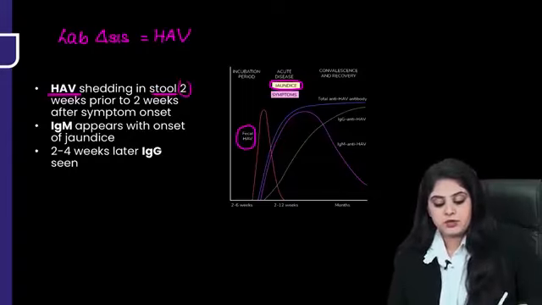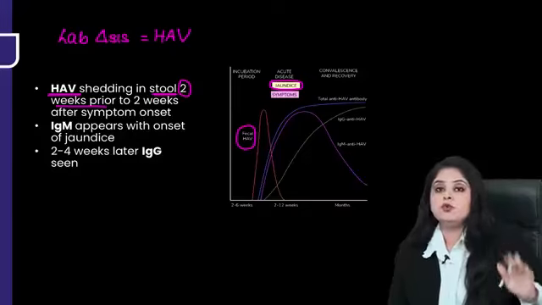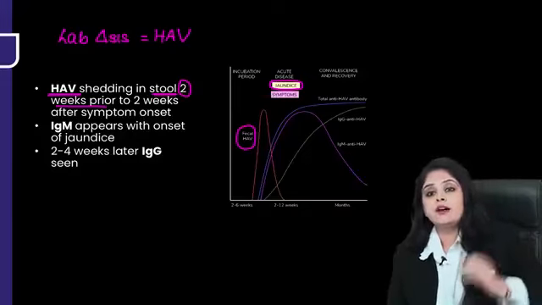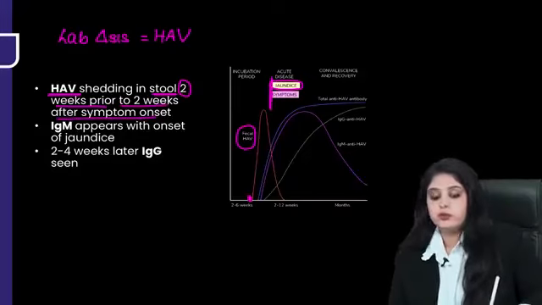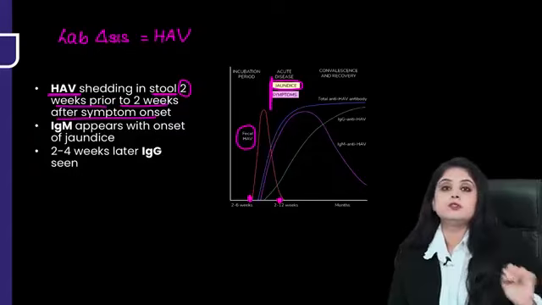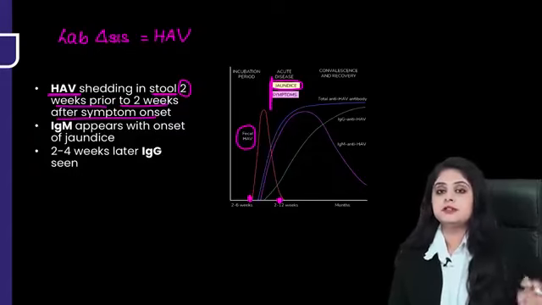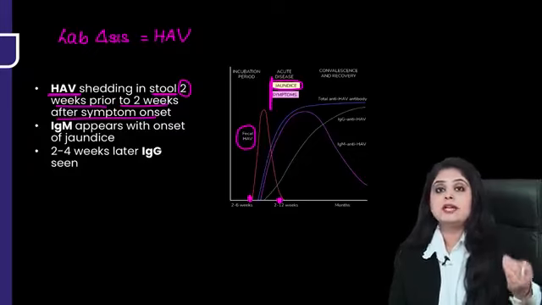And can you see how much prior to the symptoms? From 2 weeks prior to 2 weeks after the symptom onset. Please remember the symptom onset is over here. So from 2 weeks before to 2 weeks after the onset of the symptoms, the fecal sample is going to show you hepatitis A.